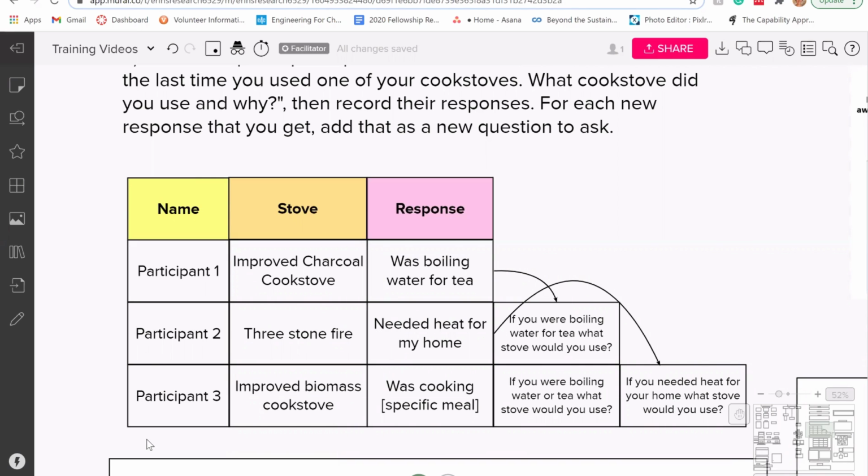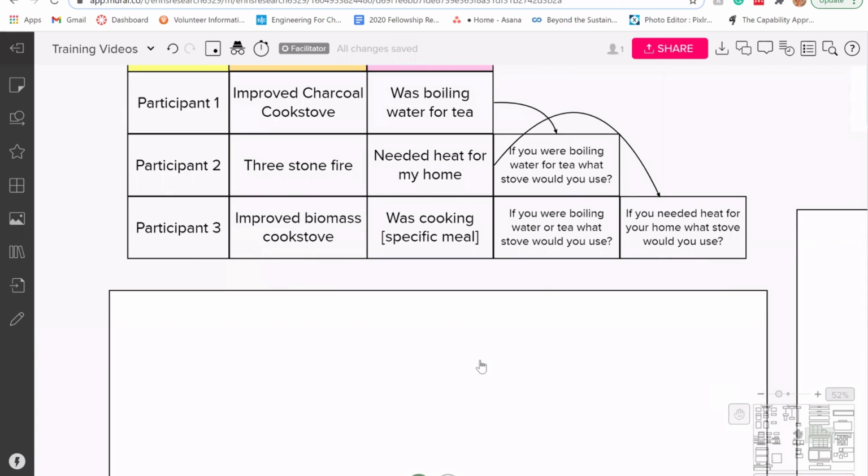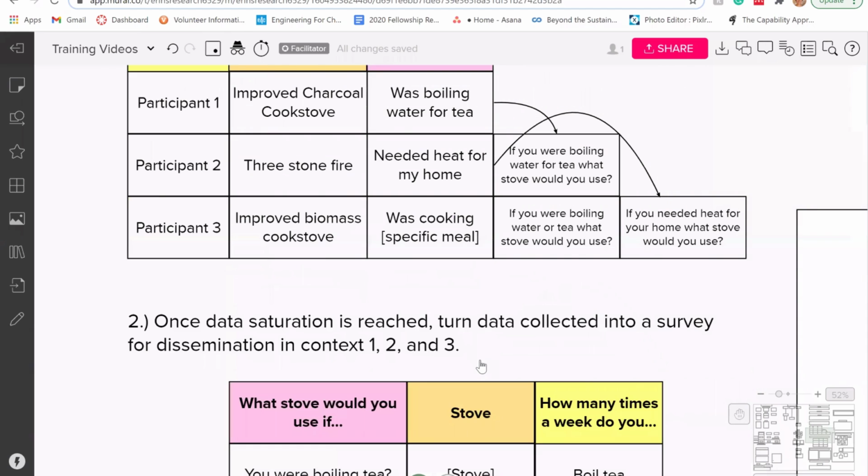So if you have participant 4, you would ask the same thing, and now you would ask these 3 questions here. And that just goes on. So these decision criteria can then be put into a survey, and disseminated to a sample of people from each context of interest as shown here.